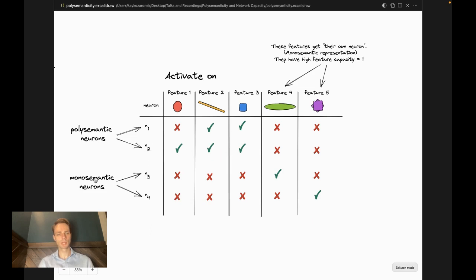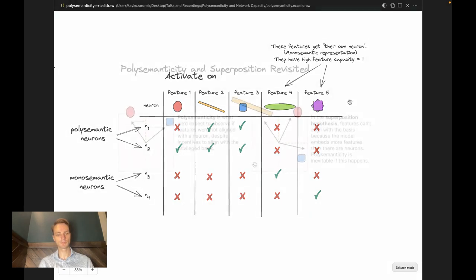Different to those, we also have monosemantic neurons that only activate on one particular feature. So neuron number 3 activates on feature 4 only, and neuron number 4 activates on feature 5 only. As we'll explore later, these features will be said to have high feature capacity, meaning that they get their own neuron and that they will be monosemantically represented. Features that have lower feature capacity will be represented by polysemantic neurons.